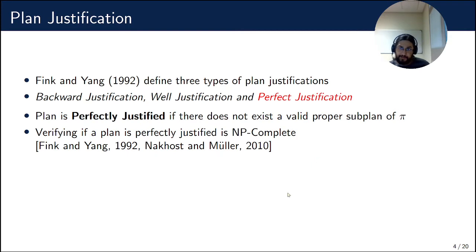It was first formalized by Fink and Yang in a work where they defined three types of plan justification: backward justification, well justification, and perfect justification. We are going to focus on perfect justification, which is the strongest of the three. Basically, we say that a plan is perfectly justified if it does not contain a valid proper subplan that solves the original planning task. Again, verifying if a plan is perfectly justified is NP-complete.